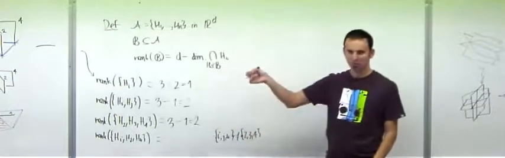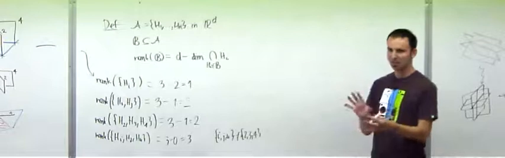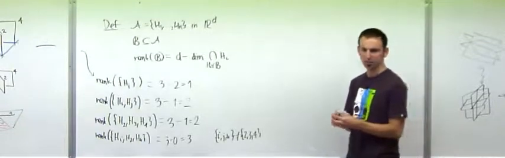But if we took the rank of any other Hi, Hj, and Hk, so as long as i, j, k is not 2, 3, and 4, then any other 3 of the hyperplanes intersect in a point, and so I get 3 minus 0, which is 3. So you see that the rank is basically telling you how degenerate things are. The point is that 2, 3, and 4 are dependent in a sense.